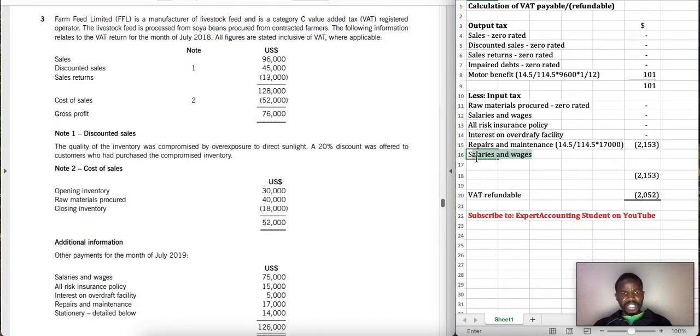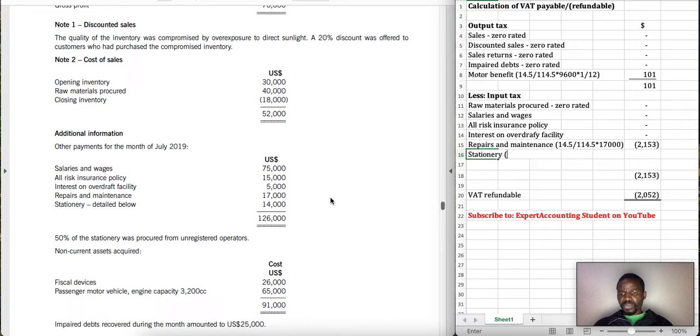Then we also have stationery. We are told that 50% of the stationery was procured from unregistered operators, which means 50% was purchased from registered operators. So say 50% multiplied by 14.5 divided by 114.5 multiplied by the total cost of 14,000.